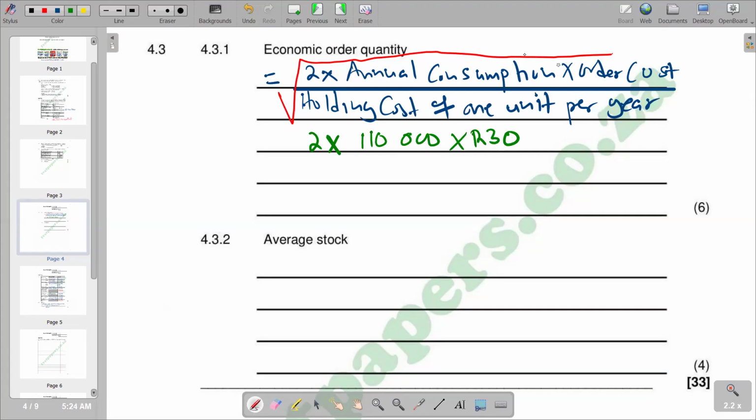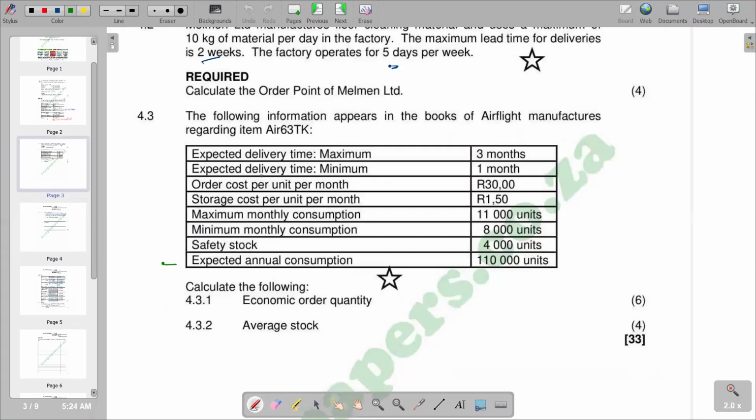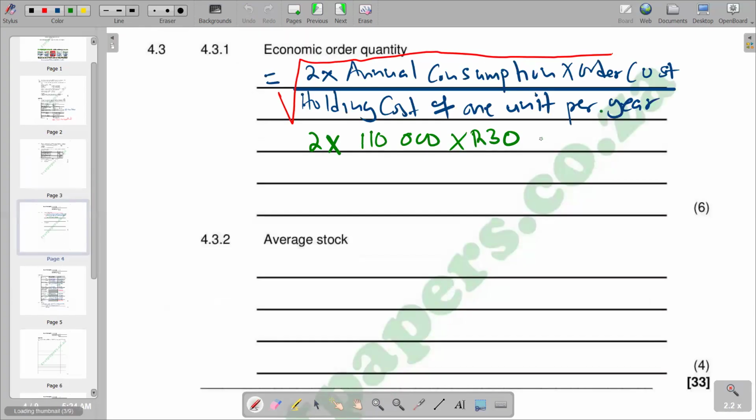So we go back again to check where we can get the holding cost of 1 unit per year. We are given the storage cost per unit per month. This one is the holding cost. According to our formula we need storage cost per year. So the 1 month that we are given, we can multiply by 12 to get it for the year. So we can say over 150 times 12 to get your holding costs per year. If we have done this, we can now find the square root.